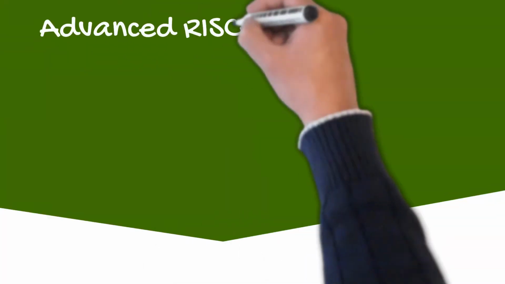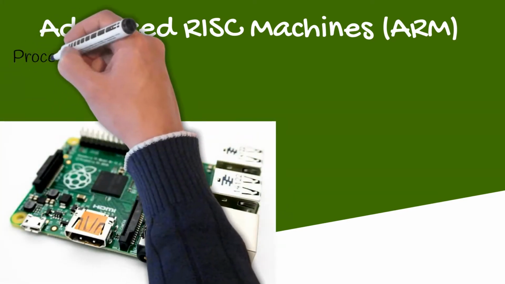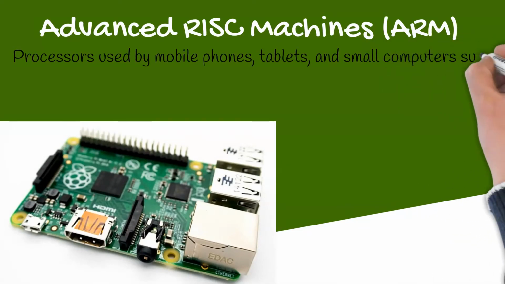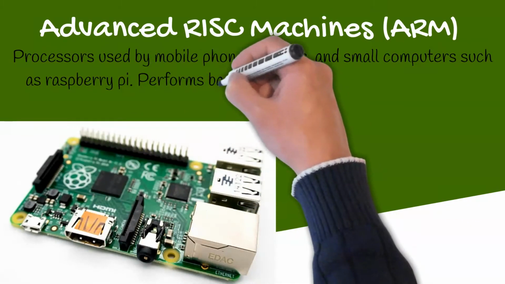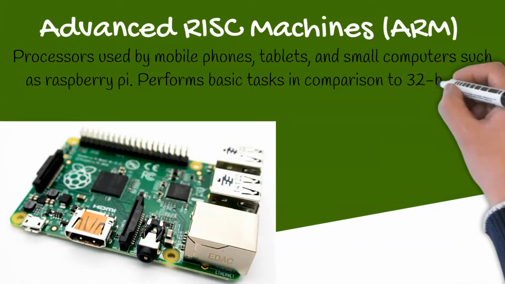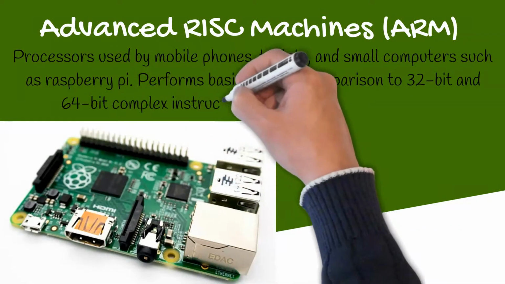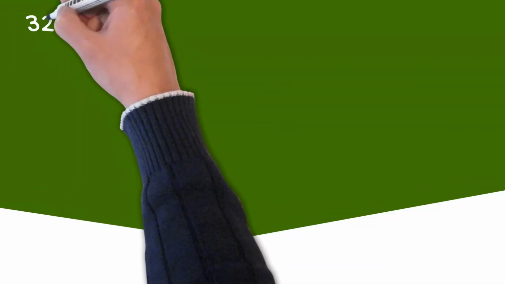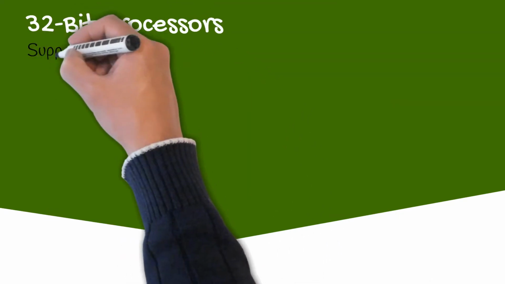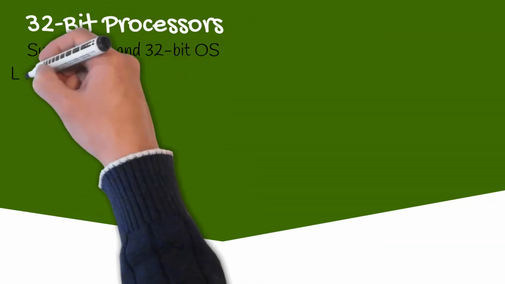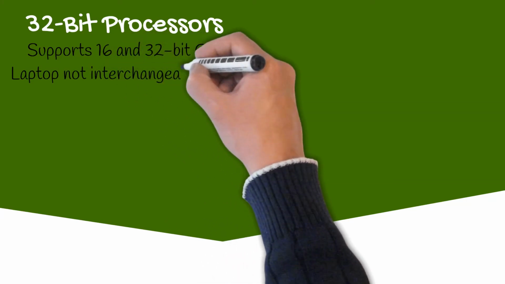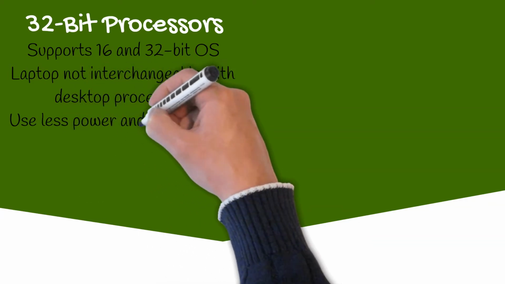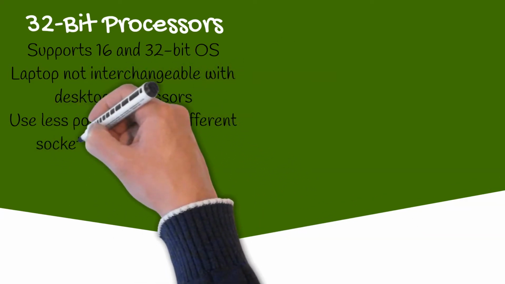Advanced RISC machines, ARM, are processors used by mobile devices, tablets, and small computers such as Raspberry Pi. The ARM processors perform basic tasks in comparison to the 32-bit and 64-bit complex instruction set computer, CISC, CPUs. A 32-bit processor supports 16 and 32-bit operating systems. The laptop 32-bit processor is typically not interchangeable with desktop processors. They were designed to use less power and use different sockets and cooling devices.